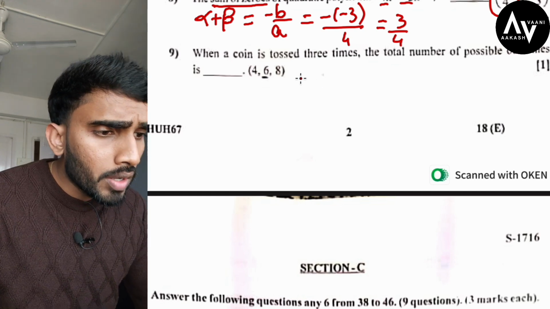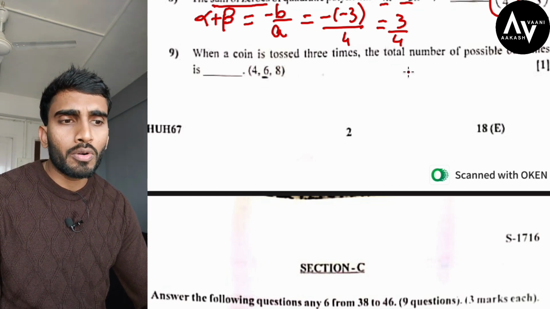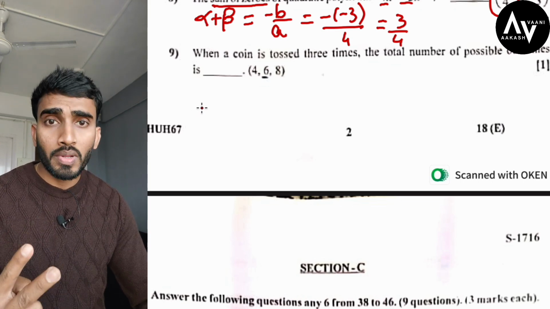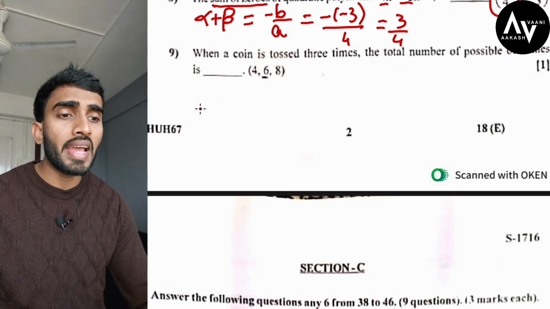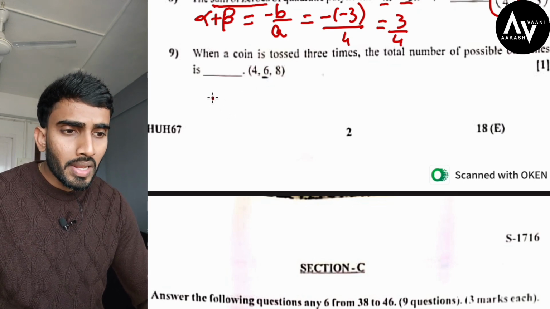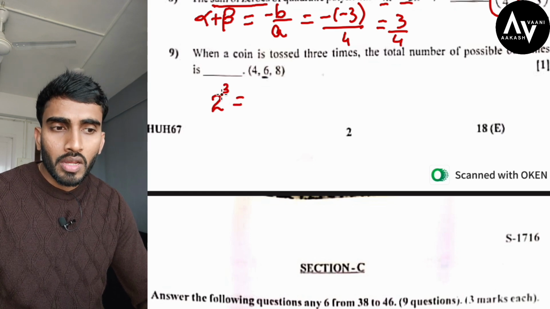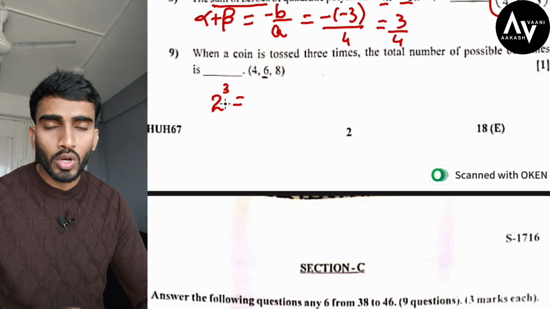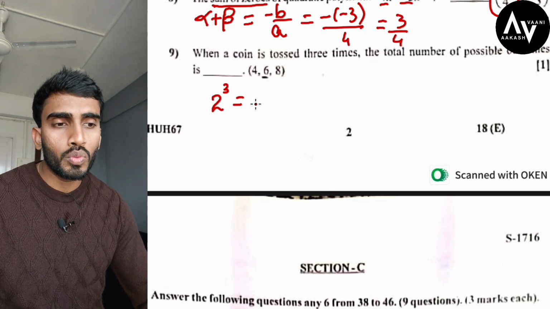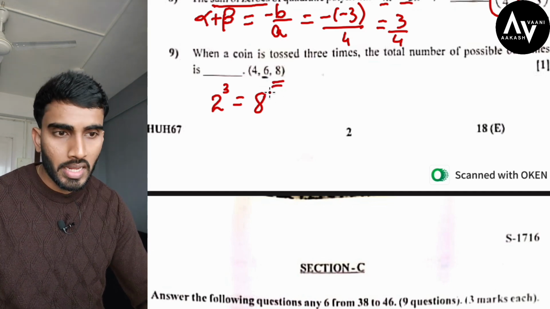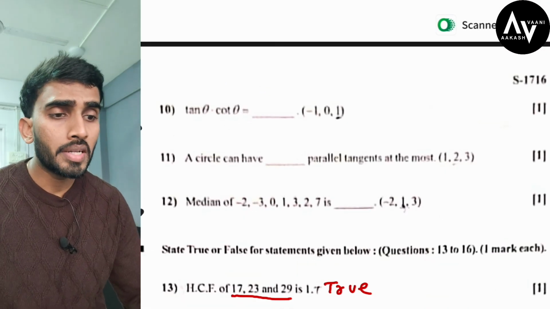When a coin is tossed 3 times, the total number of possible outcomes is what? When a coin is tossed 1 time, there are 2 possible outcomes, that is head and tail. So when a coin is tossed 3 times, it will have 2 to the power 3 outcomes. 2 because there are 2 outcomes in one trial, and power is 3 because we are tossing it 3 times. So 2 to the power 3 gives us 8 as the answer. The answer is 8.